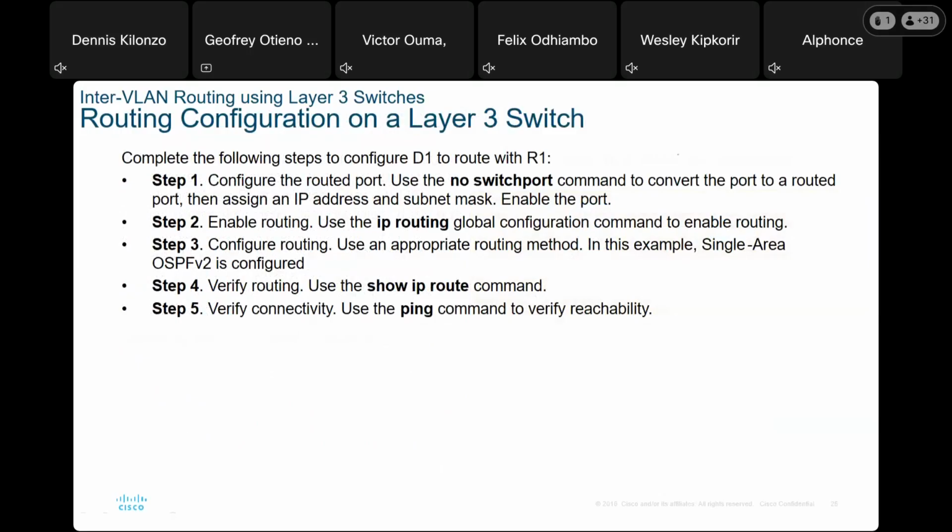Complete the following steps to configure D1 to route with R1. So configure the routed port. You use that command, no switchport, to convert the port to be a routed port, then assign the IP address with a subnet mask. Then enable IP routing in global mode to enable the routing protocols there. Configure routing, use an appropriate routing method. In this example, single area OSPF.